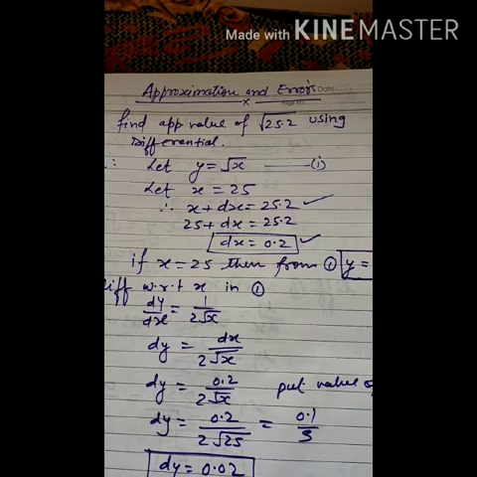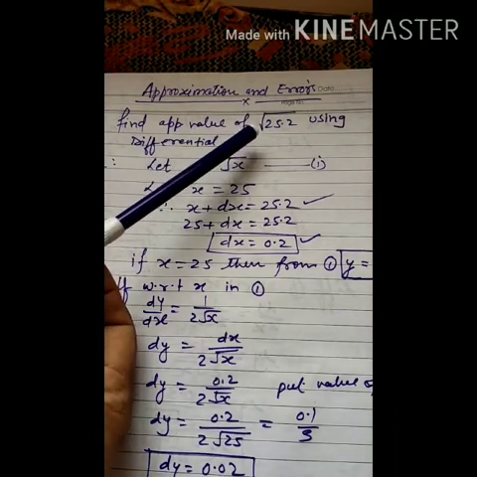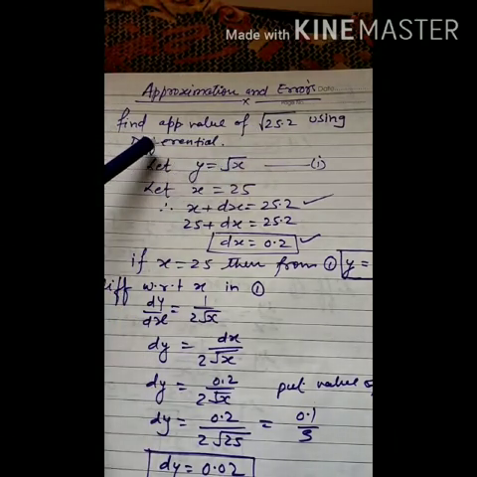Students, today we will learn about the new topic approximations and errors. Okay, so here we start. Find the approximate value of square root 25.2 using differentials.